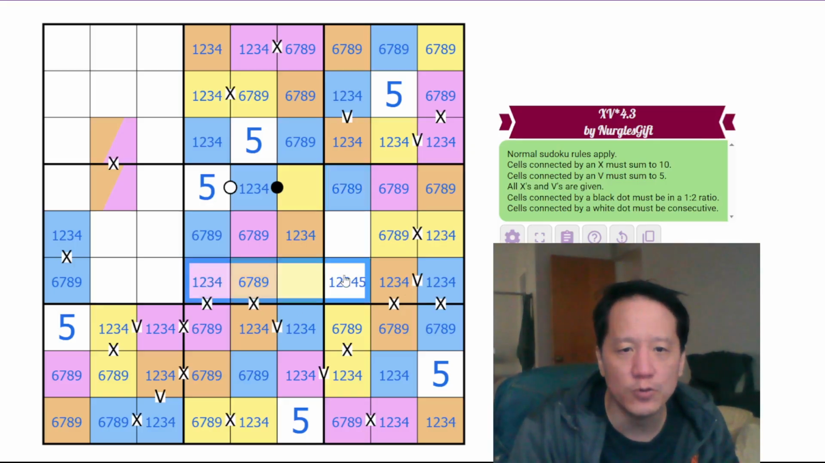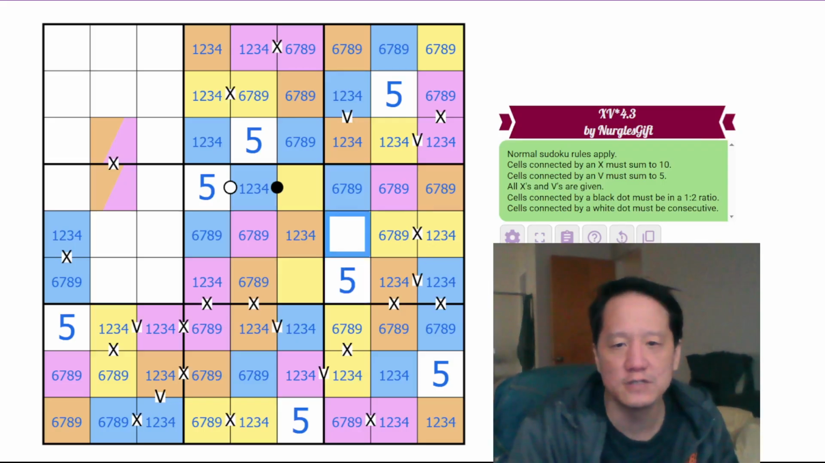This can't be low pink. Okay, well, yeah, there's that issue. So this can't be low pink here, so this must be a 5, which makes this low pink here.